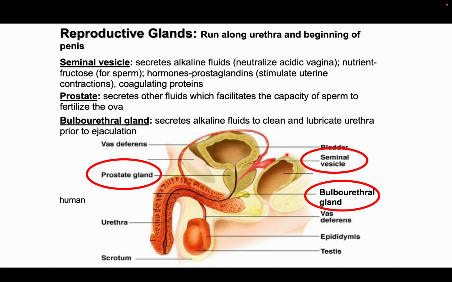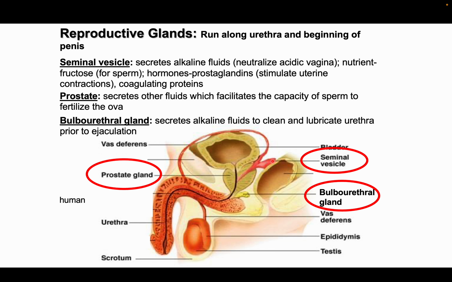The first thing that's secreted by the seminal vesicle is alkaline fluid. The pH of the vagina is very acidic, which can kill off the sperm. So having this alkaline fluid is going to help neutralize the pH of the vagina so sperm can survive. The second thing that the seminal vesicle secretes is fructose, which is needed for sperm to produce ATP. The third thing that is made is actually a hormone called prostaglandin. Prostaglandin stimulates the uterus to contract.